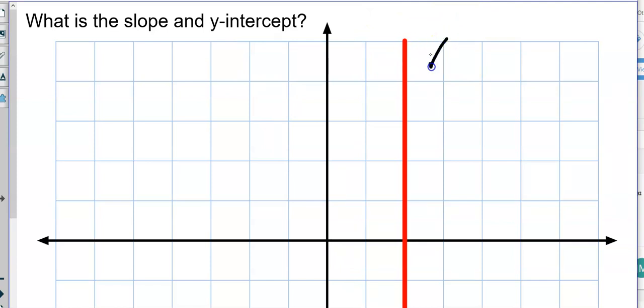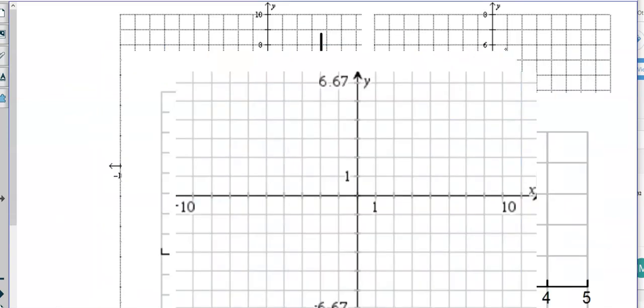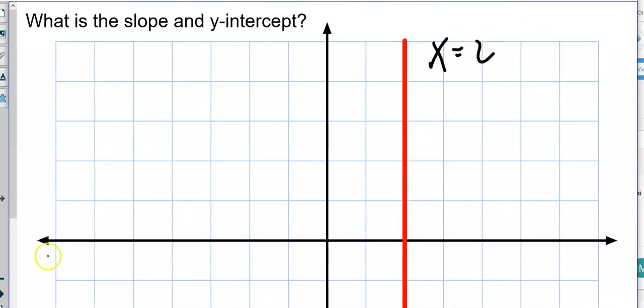Vertical lines are always x equals, in this case, x equals 2. Horizontal lines are y equals. That's it. That is the end of your lesson.